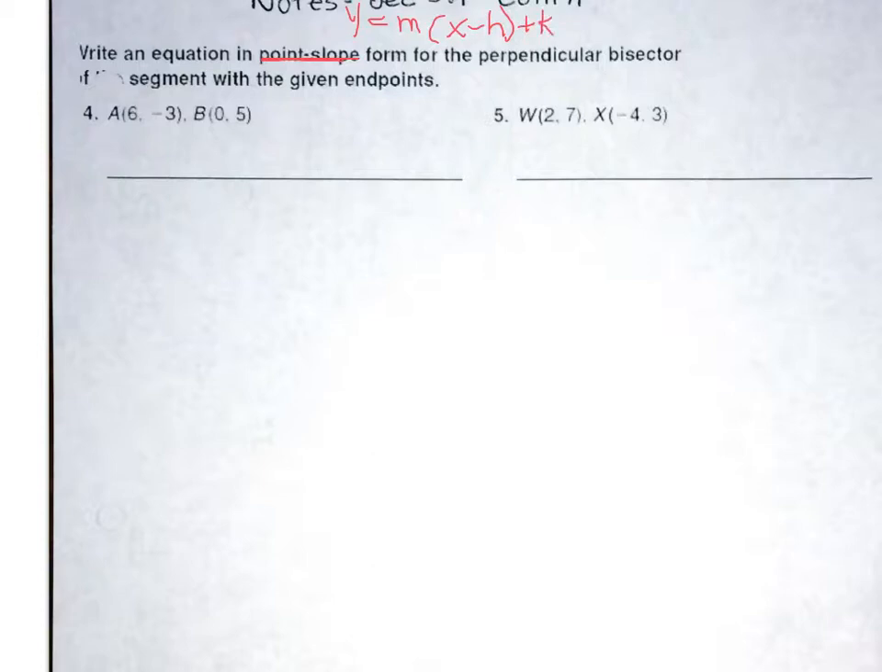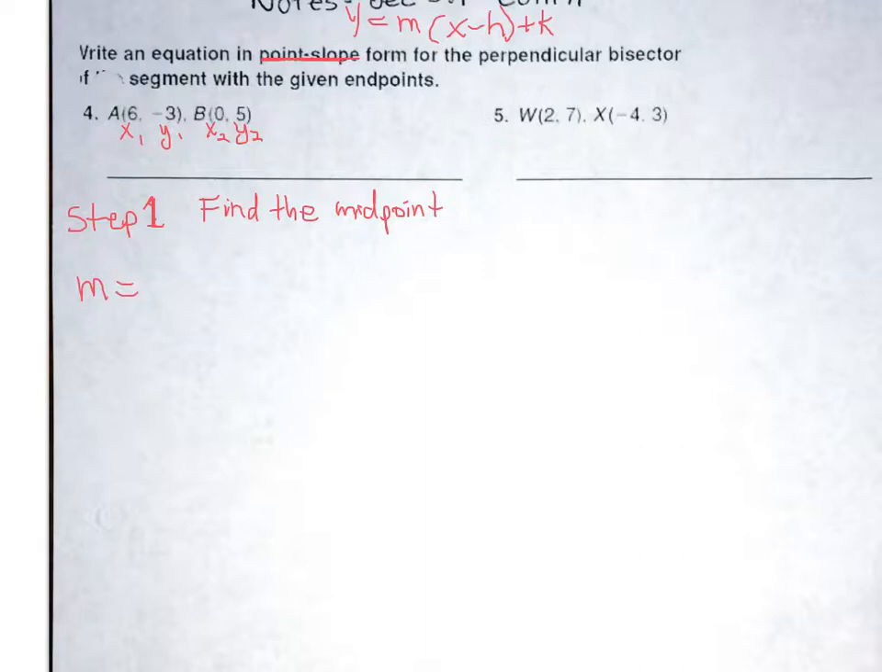That's the point-slope form that we're going to be using of the perpendicular bisector of the segment with the given endpoints. So step 1. The first thing you've got to do is find the midpoint. Okay, so to find the midpoint, we label the points x1, y1, x2, y2.